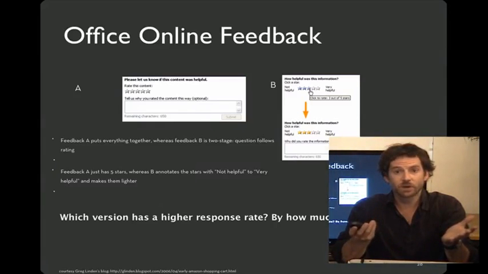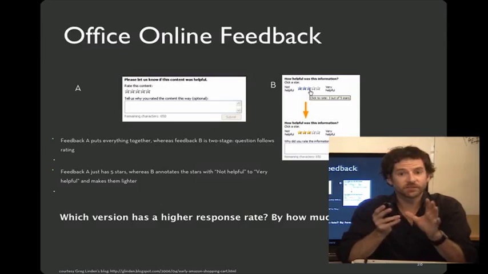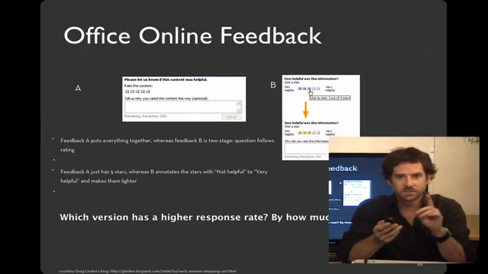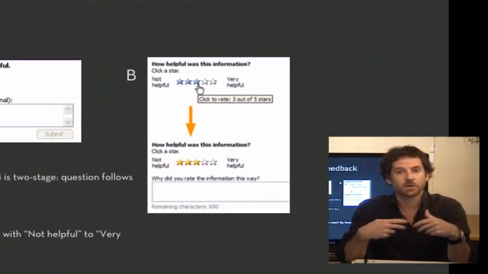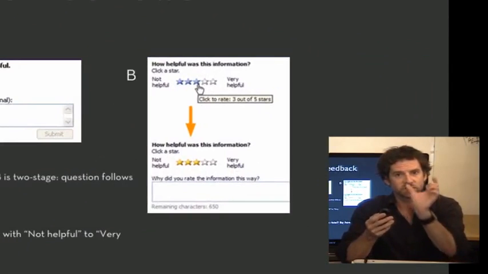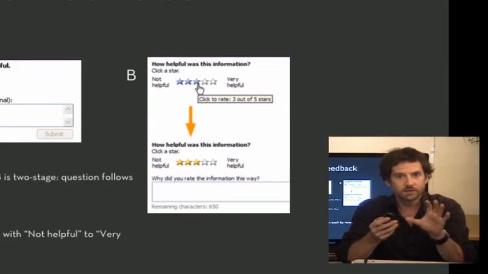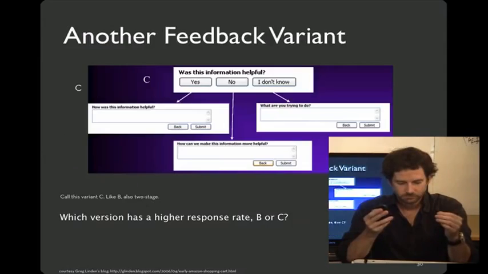Here's a nice example from Ron Kohavi again. These are two versions of feedback from Microsoft Office. The difference between the two is that the first one shows both the qualitative and quantitative feedback on the same screen, stars and reason. The second one, subtly but importantly, separates them in time, so that what you first see is just a number of stars, and what you next see is the qualitative feedback. And shifting to this two-stage feedback doubles the response rate.